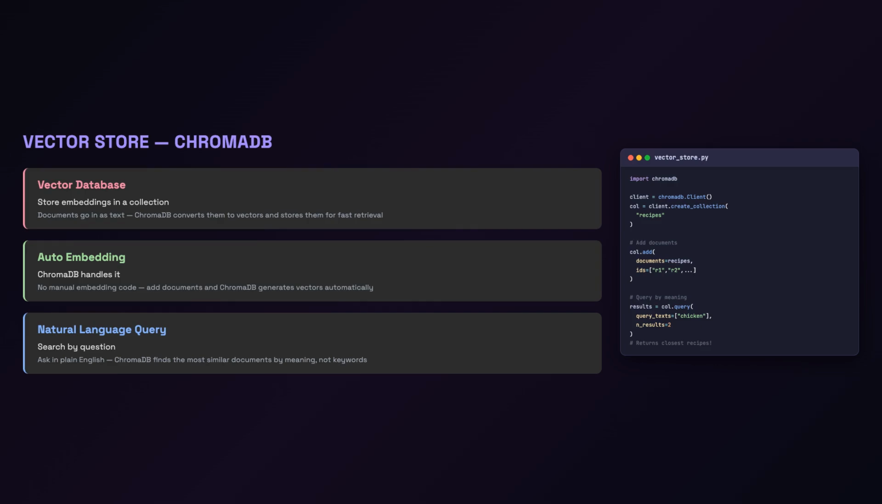ChromaDB is a lightweight vector store. It runs in memory. No server needed. You add documents, it embeds them automatically. Then query with natural language. Today, a recipe knowledge base. Add 6 recipes. Search by what you want to cook.